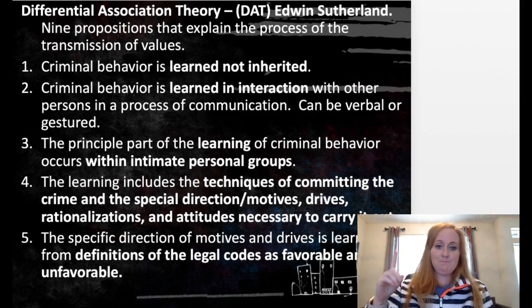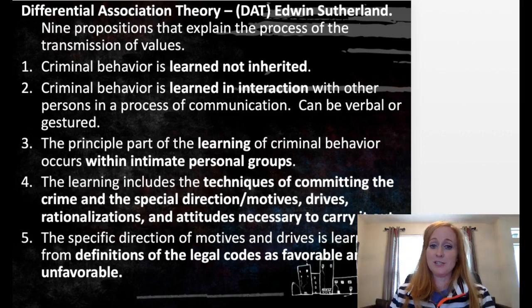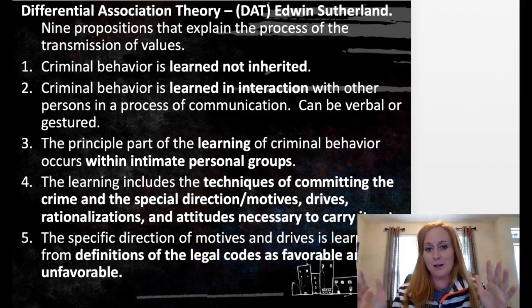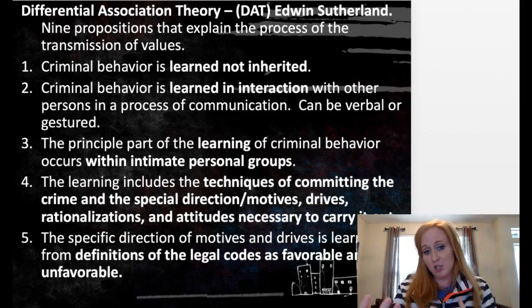So the first one is that criminal behavior is learned and not inherited. So there is no crime gene that is passed on from mother to child. It's a process of learning. Criminal behavior is also learned in interaction with other persons in a process of communication, and it can be verbal or gestured or nonverbal. So it's through an interactive process.